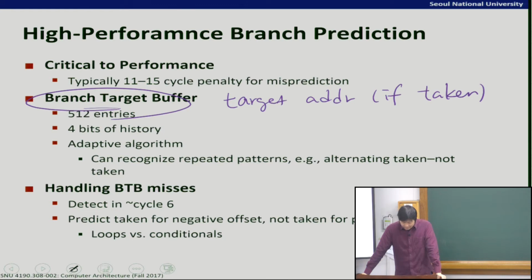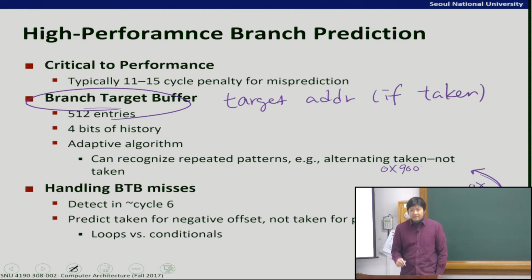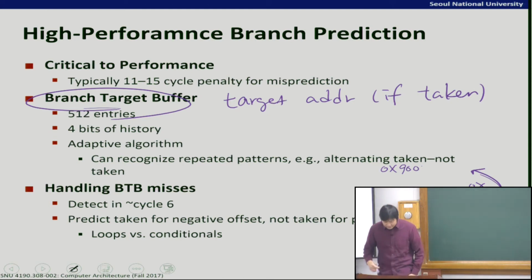The second scheme: predict taken for negative offset, not taken for positive offset. Meaning, let's say you have your branch here, JXX. If you have a negative offset, meaning let's say this PC is 1,000, and now you jump to 900, then the offset is -100. Of course, that's a hexadecimal number. So if this offset is negative, then we predict taken. And if it has a positive offset, then we predict it's not taken, and so on.